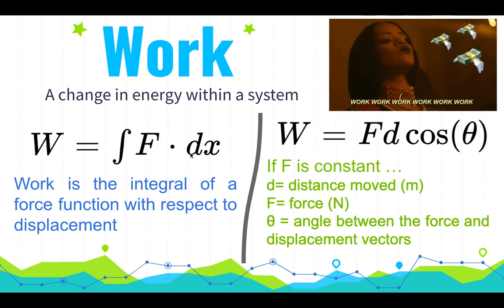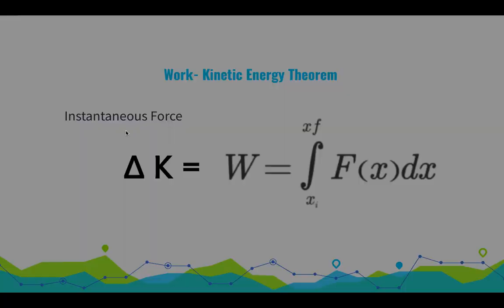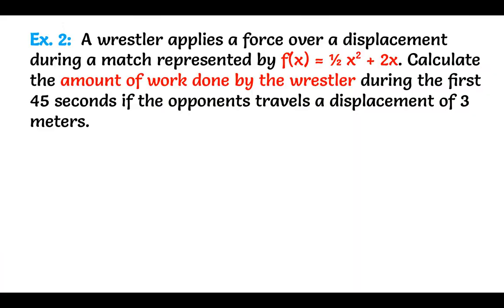So let's take a look at an example where our force would vary depending on displacement. A wrestler applies a force over displacement during a match, represented by the function F of x equals 1/2 x squared plus 2x. So depending on its location, that force applied is going to vary. Calculate the amount of work done by the wrestler during the first 45 seconds if the opponent travels a displacement of 3 meters.